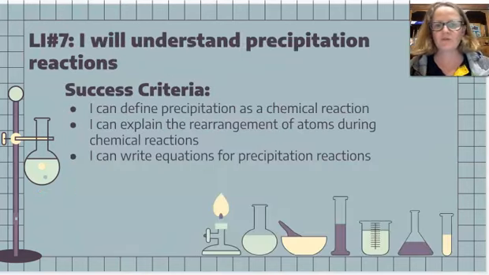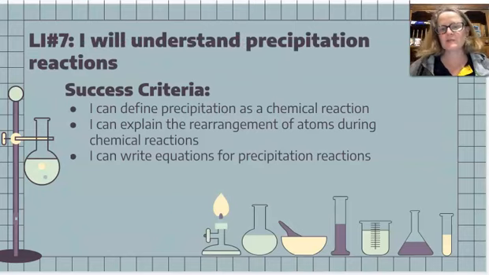So I think we have covered all our success criteria. We know that precipitation is the formation of an insoluble solid from some solutions. We've shown how the atoms swap partners in a double displacement rearrangement, and we've looked at writing some equations for those precipitation reactions.